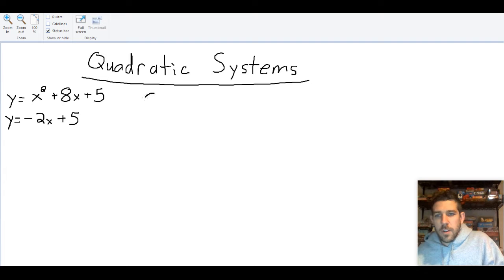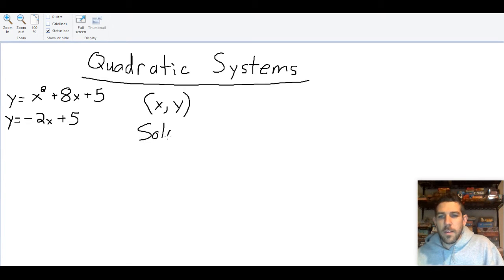We know how to solve a quadratic equation. We learned a lot of different ways for that, and we've learned how to solve a linear equation given an x or y. But what is the solution that's for both of them? What is the xy pair for both of them that will be true?